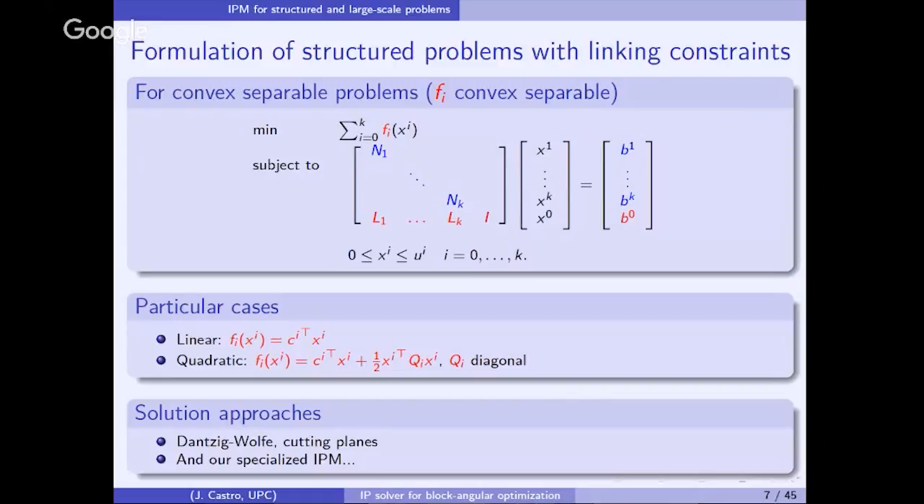Or if you consider a quadratic term, if its function is quadratic, then the Q matrix of the quadratic term has to be diagonal. Okay? That's the only requirement. Well, if it's not diagonal, the mathematics behind that work, but then the method is no longer efficient.